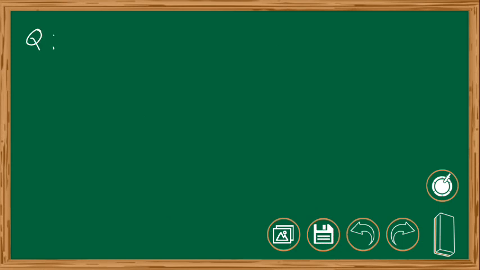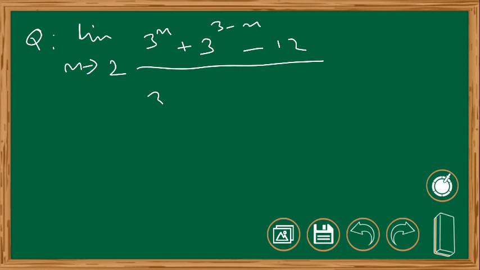this kind of question: limit x tends to 2 of (3 to the power x plus 3 to the power 3 minus x minus 12) whole divided by (3 to the power minus x by 2 minus 3 to the power 1 minus x). Sorry, it is not 1 by x, it is 1 minus x. So you can easily see here that there is a factor coming again and again, which is 3 to the power x.